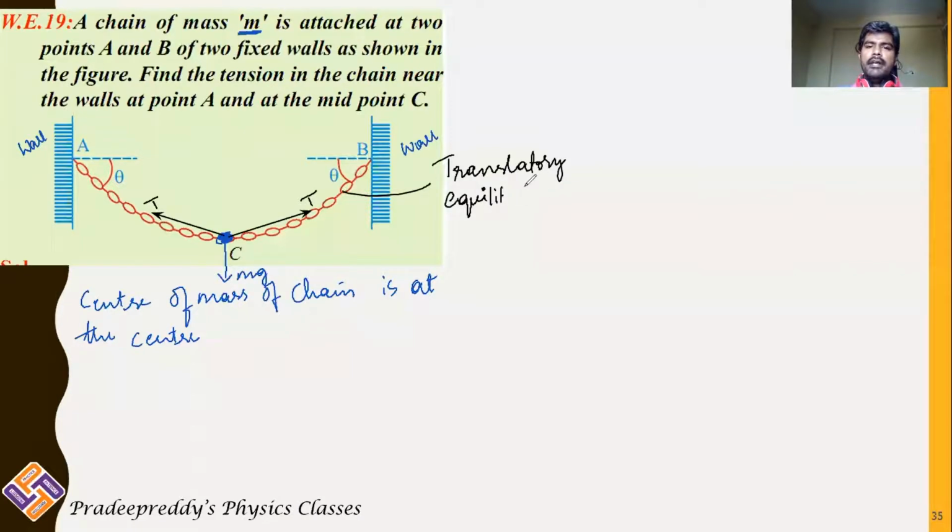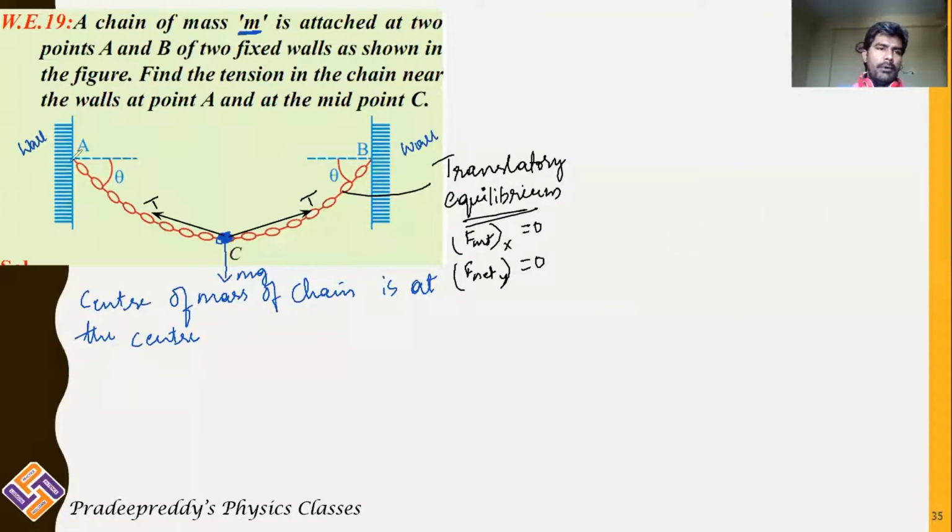This would remain in translatory equilibrium. As the whole chain is in rest position, we can simply tell that translatory equilibrium condition is satisfied. It means that net forces along x-axis is equal to 0. Net forces along y-axis should also be equal to 0. Anywhere, at any point you can take, at that particular point net forces will be balanced.